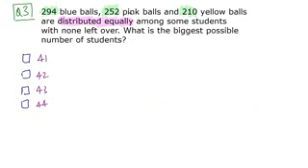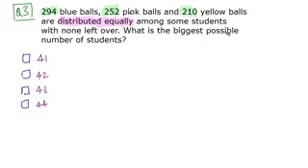Question number 3. It says that there are 294 blue balls, 252 pink balls and 210 yellow balls, which are distributed equally among some students with none left over. That means all of the balls are distributed equally to the students. Now what is the biggest possible number of students here?